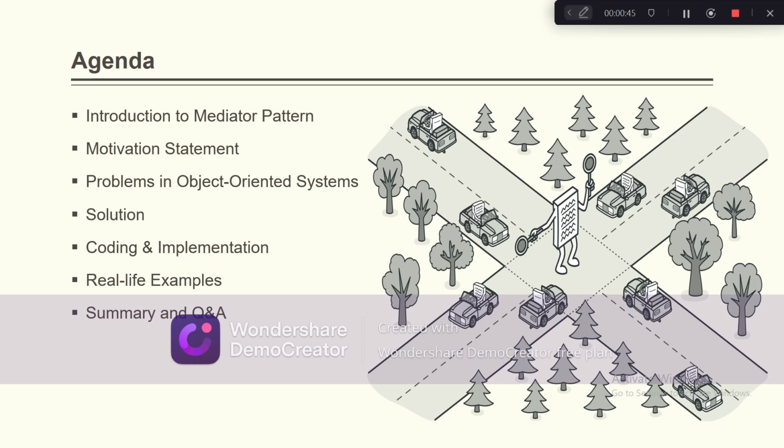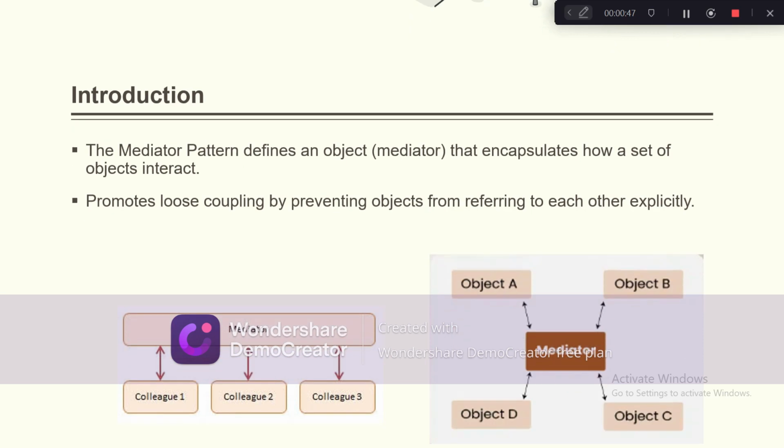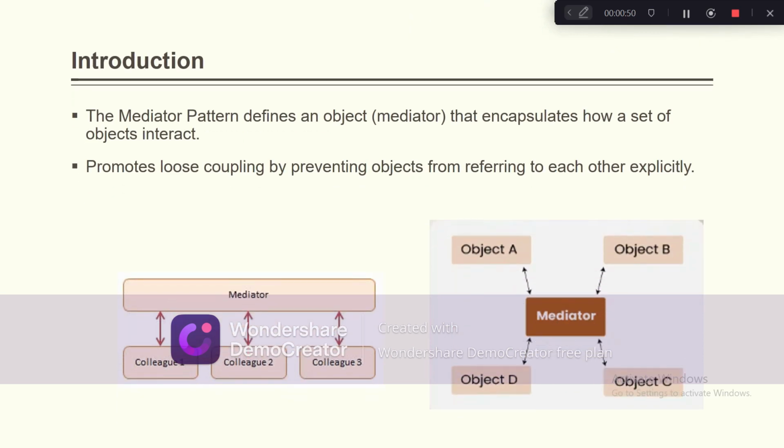So now, what is the mediator pattern? The mediator pattern defines an object, the mediator, that encapsulates how a set of objects interacts. It is a behavioral pattern, as I have told you. So the mediator pattern is basically an object that encloses how the objects of classes communicate with each other. For example, in this picture we can clearly see that there are three classes, colleague 1, 2 and 3, and there is one centralized mediator for all these three classes.